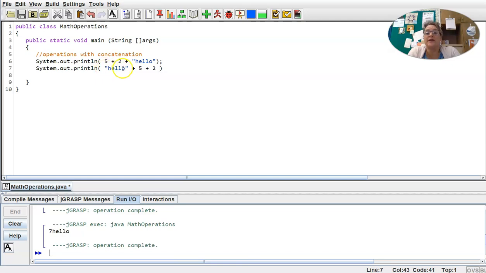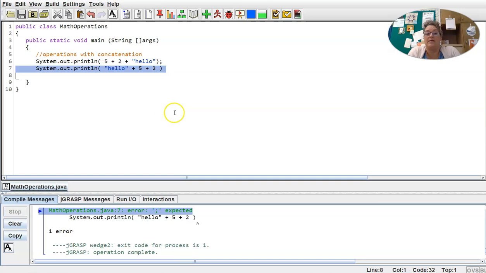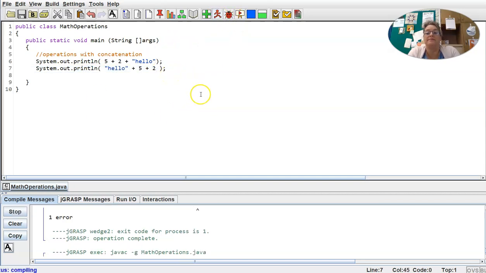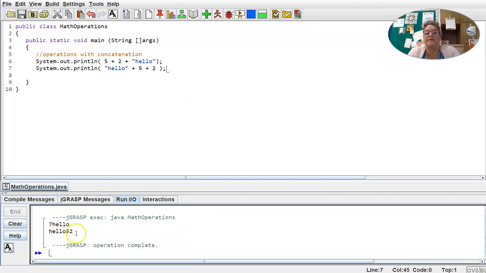So the first thing we come to is a string. So that gets concatenated with the 5. So now we have hello 5. That's a string. So the next plus sign is concatenation, and this will output hello 5, 2. So let's go ahead and compile and run. Oh, whoops, I lost my semicolon. There we go. Let's try that again. Okay, and there's our hello 5, 2.